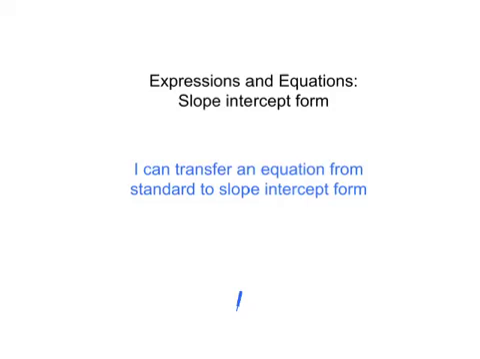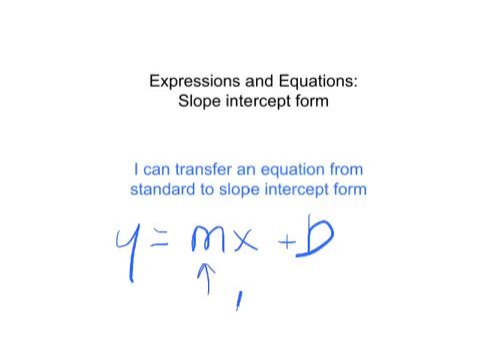Expressions and equations, and we're going to look at slope-intercept form. A very important skill that you need is to be able to recognize slope-intercept form any way possible, and if you can't recognize it, to be able to change it back into it. So let's take a look. Slope-intercept form: y equals mx plus b, m being the slope, and b being the y-intercept.